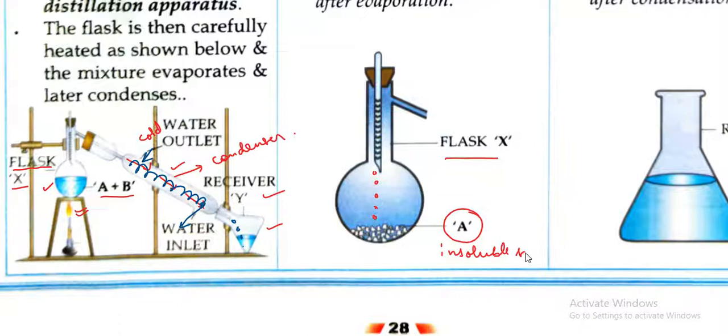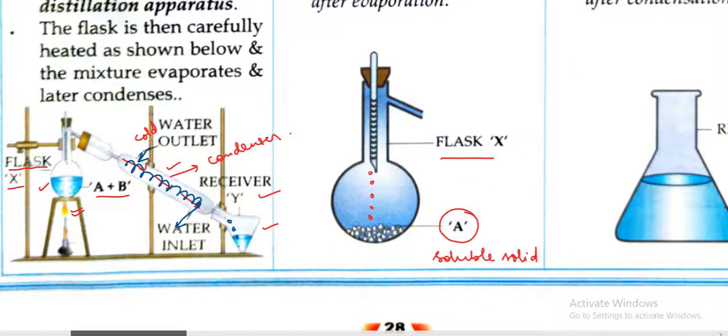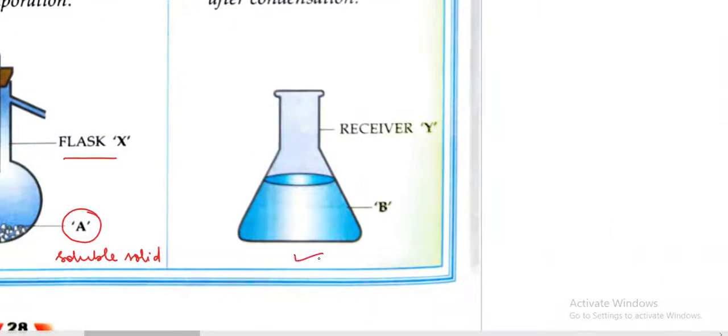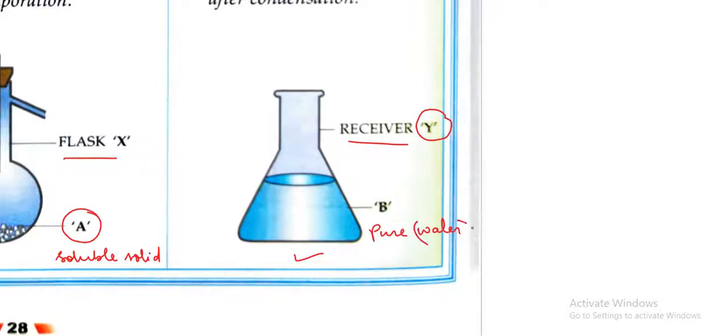Insoluble solid will be, not insoluble, students, it will actually be the soluble solid. So the soluble solid will be present in the flask, and inside the receiver the pure liquid will be formed, or pure water will be collected. Pure water, or we can say pure liquid, will be collected. Clear, students?